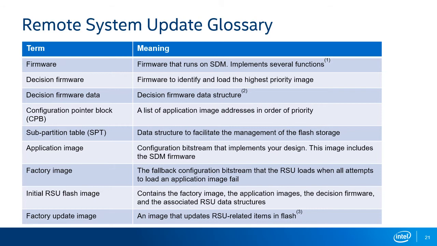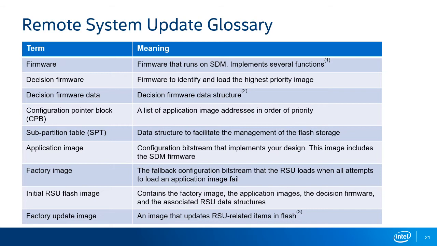Referring to the firmware term, firmware that runs on the SDM implements the following functions: FPGA configuration, voltage regulator configuration, temperature measurement, HPS software load, HPS reset, RSU, read, erase, and program flash memory, and device security, including authentication and encryption. Decision firmware data structure contains the direct-to-factory image pin assignment and PLL settings for the external clock source. This optional clock source drives OSC clock 1.